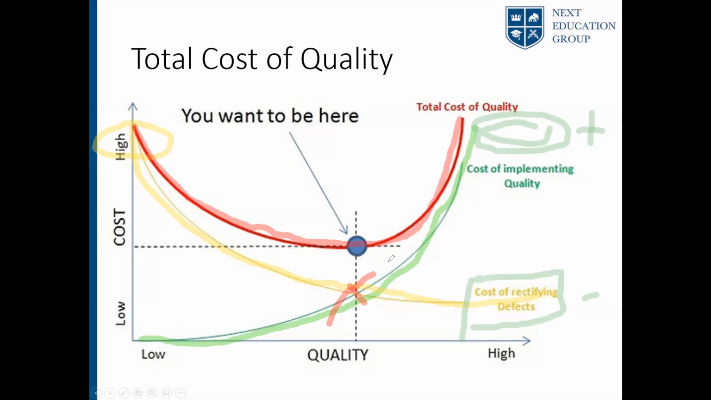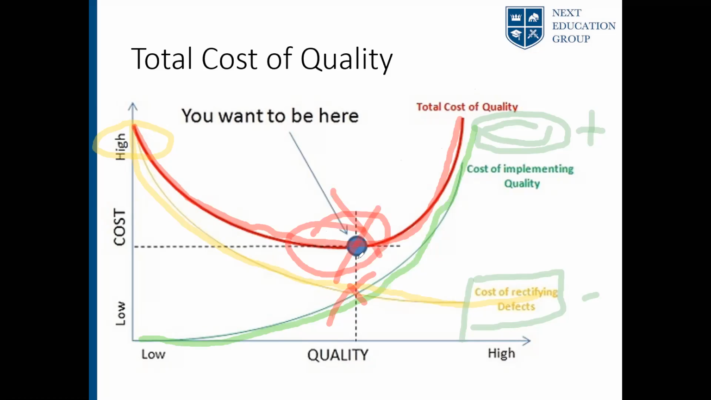As you implement quality, your cost of rectifying defects will go down. So will your total cost of quality. At one point, it would reach the optimum level where the total cost of quality is lowest. Beyond that point, if you spend more money implementing quality measures, that would mean you would spend less money on rectifying defects, but overall cost of quality will go high. So you need to balance it out at this point.